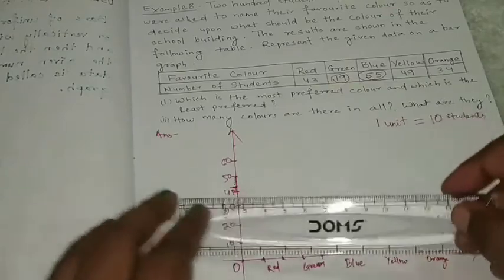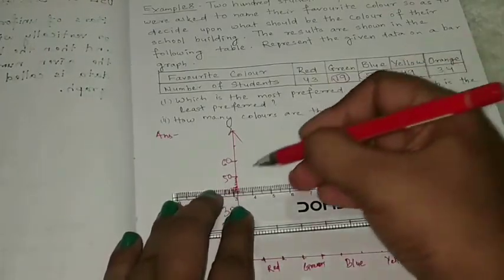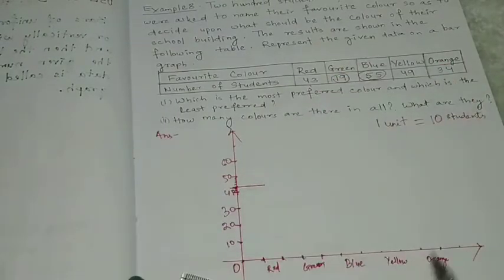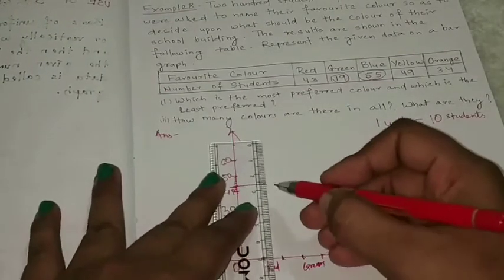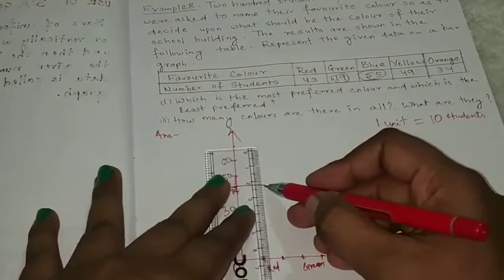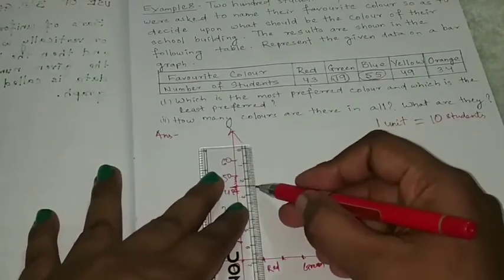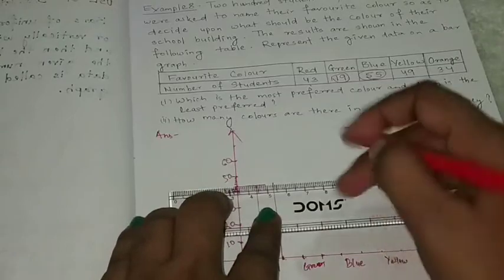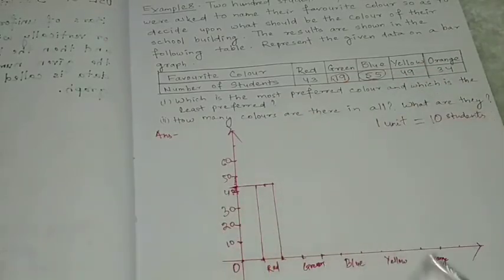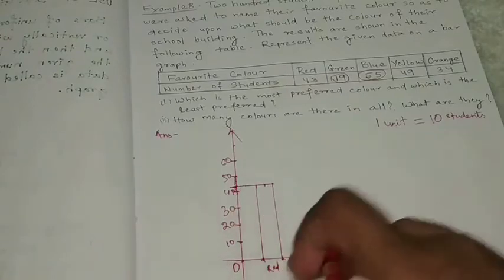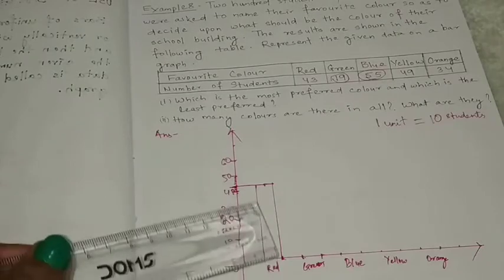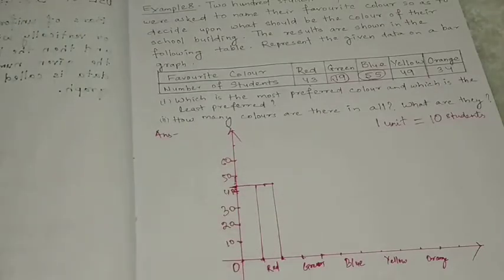So what I will do? First I will take the mark. I am making it in pen, but you have to make it in pencil. I have got the distance, so now I will make the bar from here. So this is the bar for red color. How many students like red? That is 43. Next we will go to green.